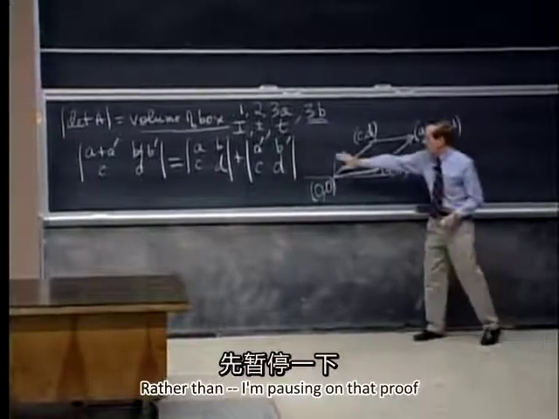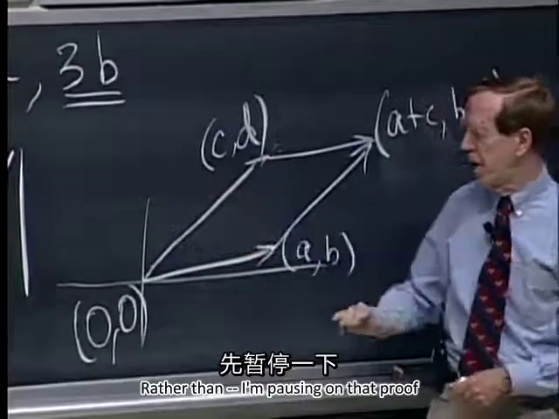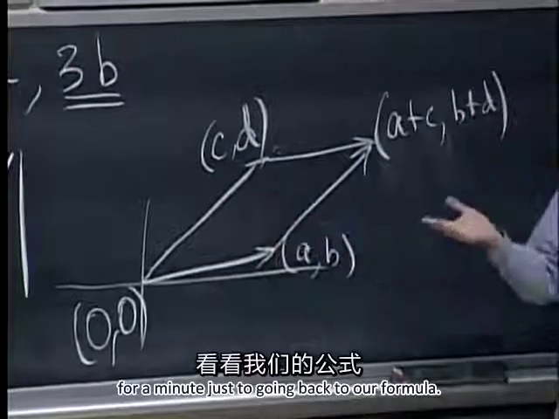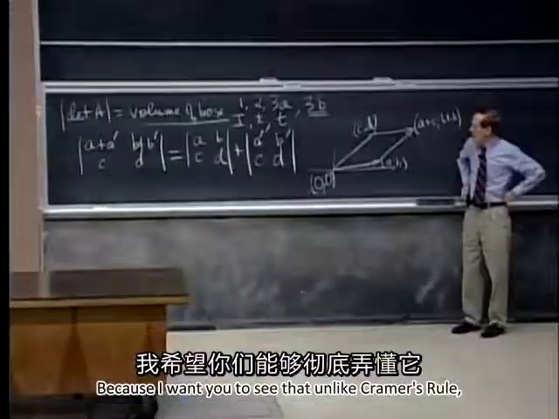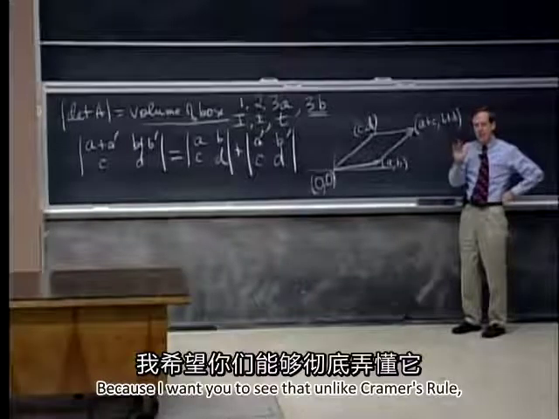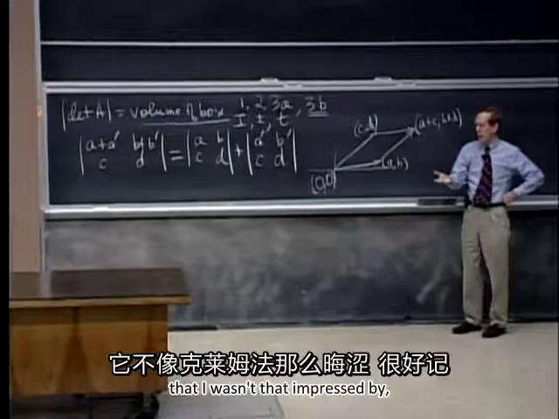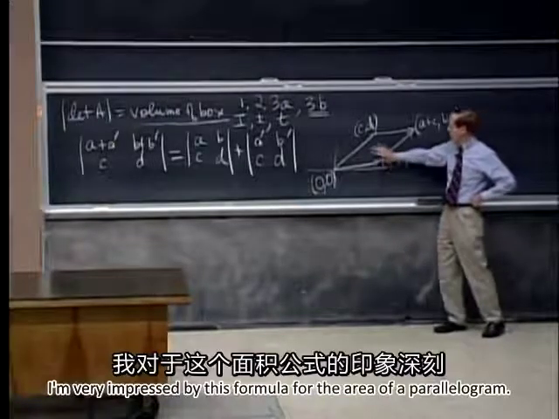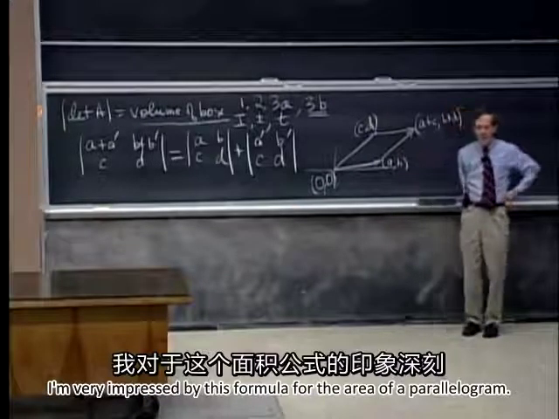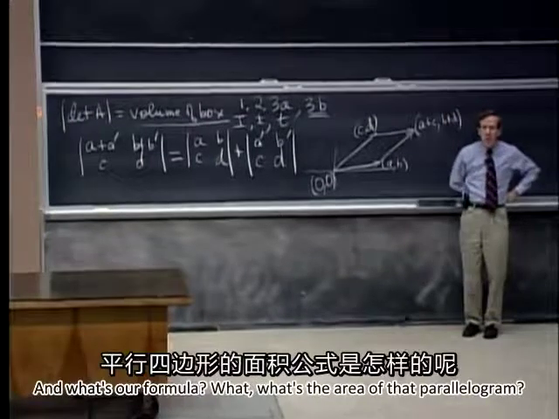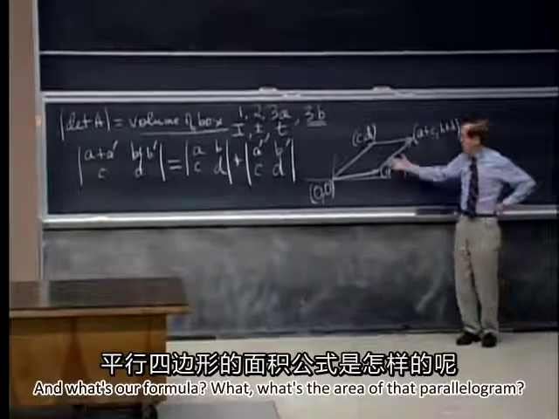I'm pausing on that proof for a minute, just going back to our formula. Because I want you to see that, unlike Cramer's rule that I wasn't that impressed by, I'm very impressed by this formula for the area of a parallelogram. And what's our formula? What's the area of that parallelogram?